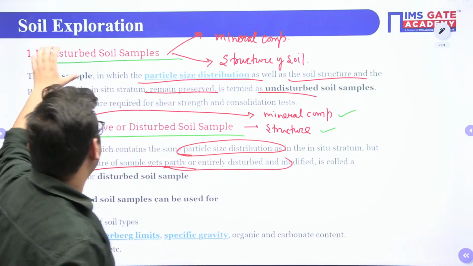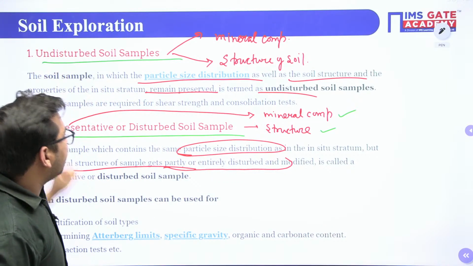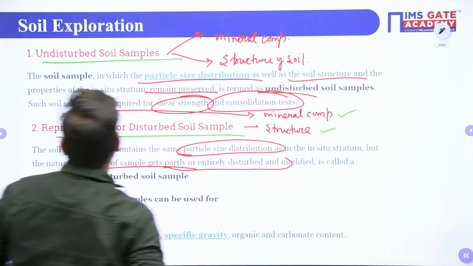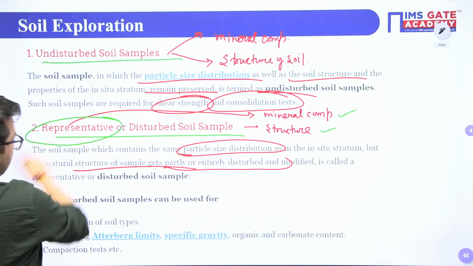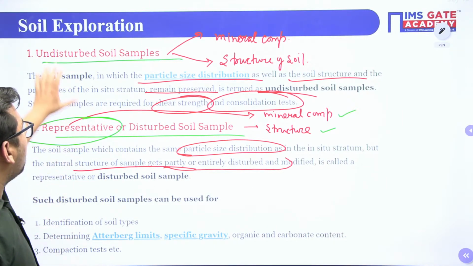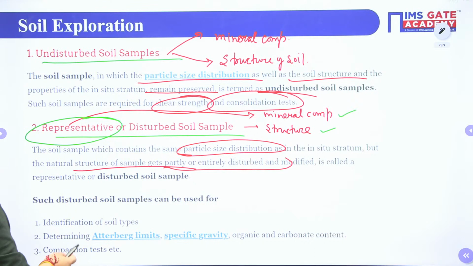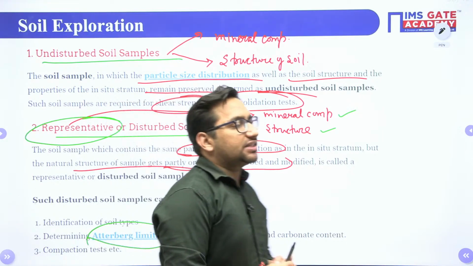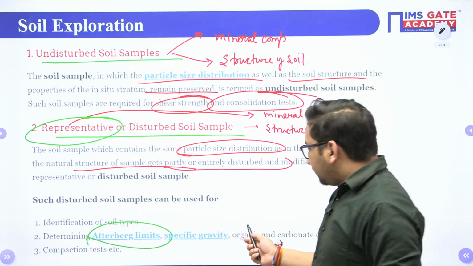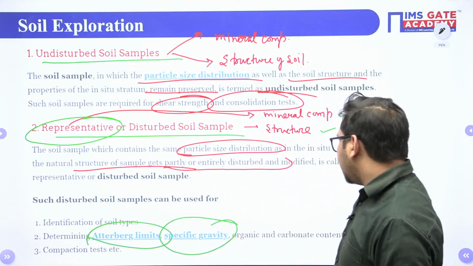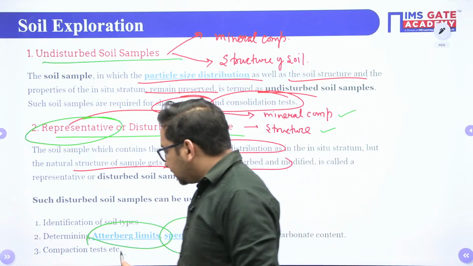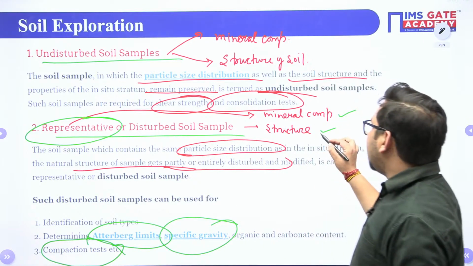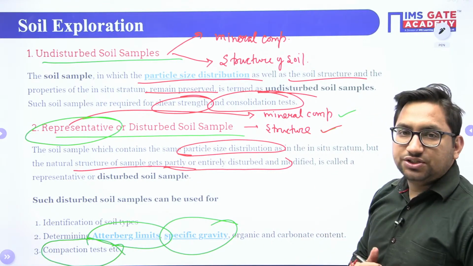Generally we use undisturbed samples for the calculation of shear strength and for the consolidation test, right? Whereas a representative sample can also be used, as it is very difficult to always get an undisturbed sample. This can be used for Atterberg limits, that is, liquid limit, plastic limit and shrinkage limit, and also for the calculation of specific gravity. Clear? Compaction test too. For all these you can compromise with a slight change in the structure. Clear?